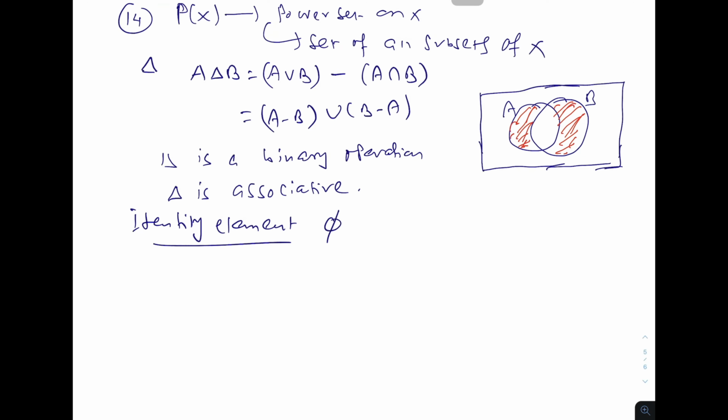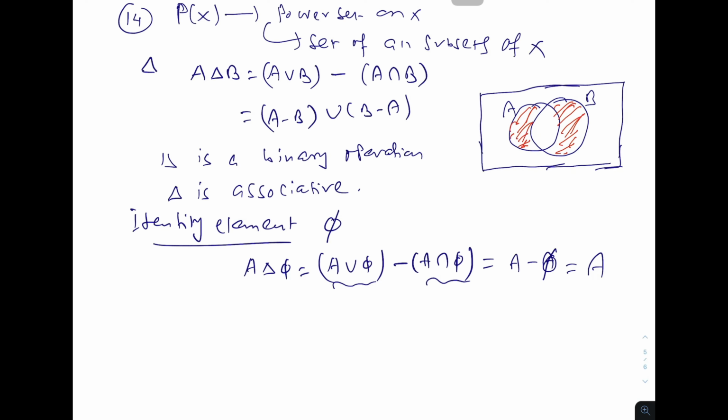One more thing is the identity element. See, the empty set is the identity element. You can easily prove it: A delta empty set is A union empty set minus A intersection empty set. A intersection phi is phi. So A union phi is A and A minus phi is A. So that means the identity element is phi.